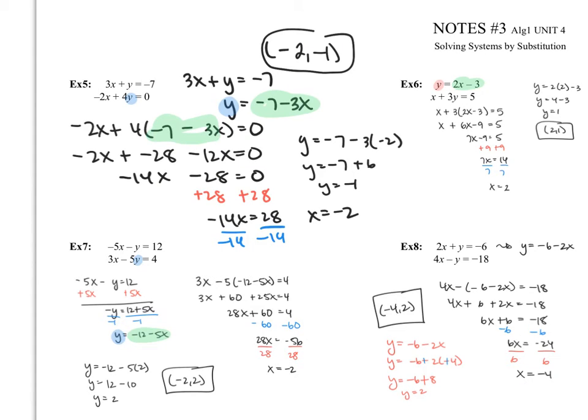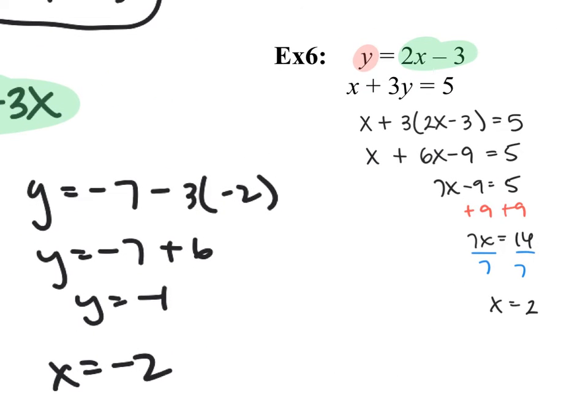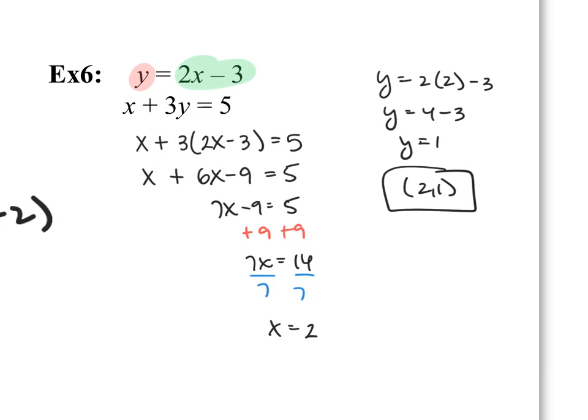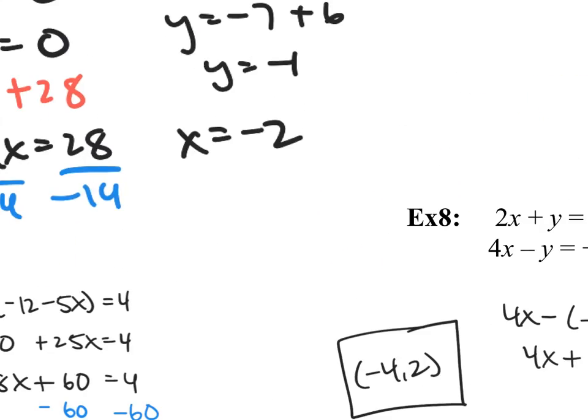On example 6, I knew that y was already isolated, and so this said everywhere I see a y, which I see one right here, I can replace that with 2x minus 3. So I replaced y in the second equation with 2x minus 3 and distributed 3 to get x plus 6x minus 9 equals 5. X plus 6x is 7x minus 9 equals 5. Then I added 9 and divided by 7 to get x equals 2. Then I had y equals, where y was isolated, 2 times x, but now I know that x is 2. 2 times 2 is 4, and 4 minus 3 is 1, and so that meant my y value is 1 for a solution of 2, 1.